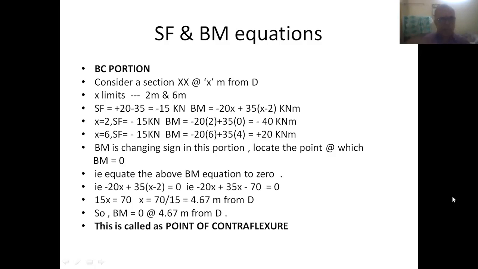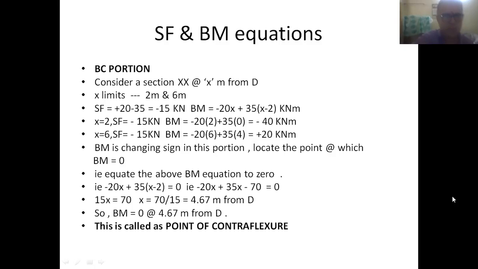Now friends, additionally we have to make some calculations. Here the bending moment is changing sign in this portion. It is changing in magnitude from minus 40 to plus 20 kilonewton meter, so it is changing sign in this region. So we have to locate the point at which the bending moment is equivalent to 0. Unless it becomes 0, it cannot change sign from positive to negative or negative to positive. So therefore, we have to locate the point at which the bending moment is 0.